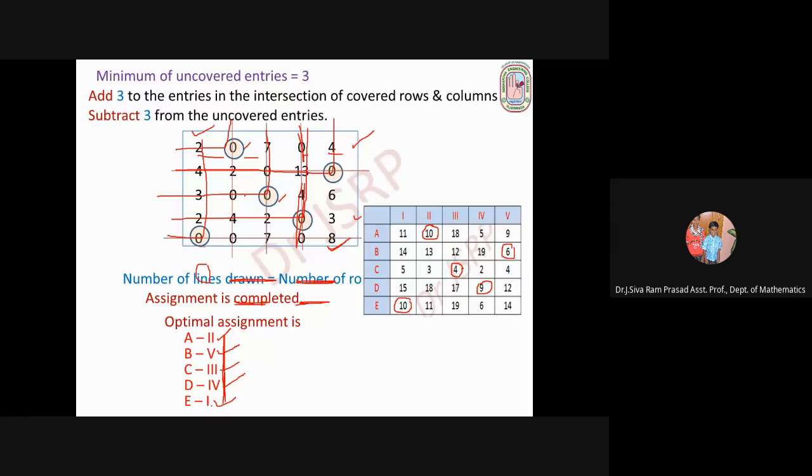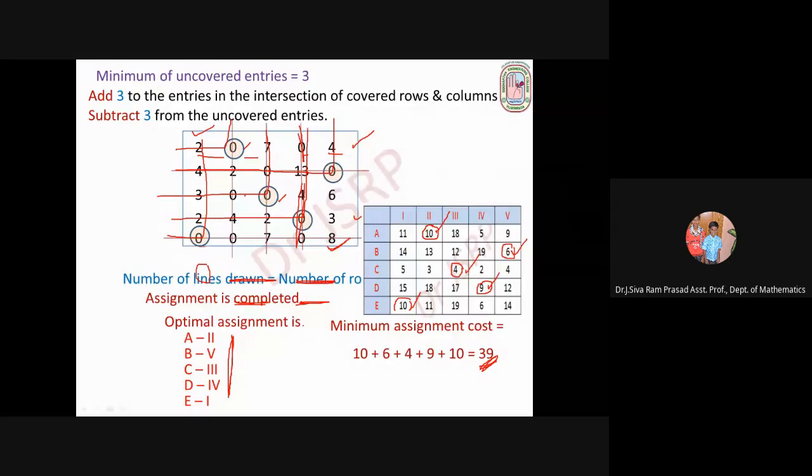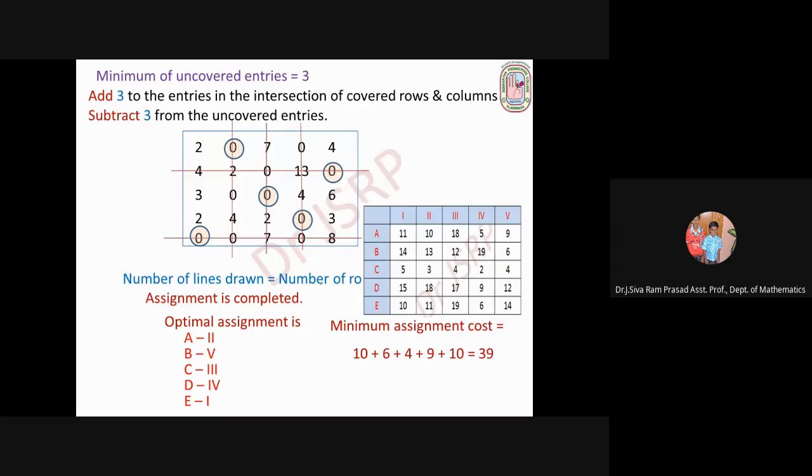Now performing cost, total performing cost is minimum assignment cost equal sum of all these entries. So 10 plus 6 plus 4 plus 9 plus 10. Sum of the corresponding entries from the original matrix. You have to take the entries from the original matrix. Okay. So total 39. So with this minimum performing cost, we can assign the jobs to persons. So this is the optimal assignment. Okay. So this is the way to solve an assignment problem.